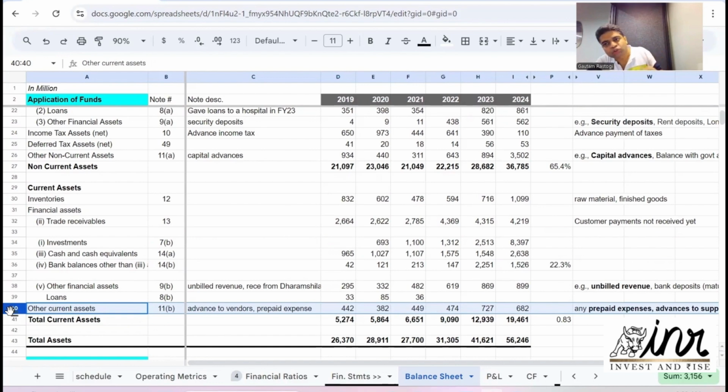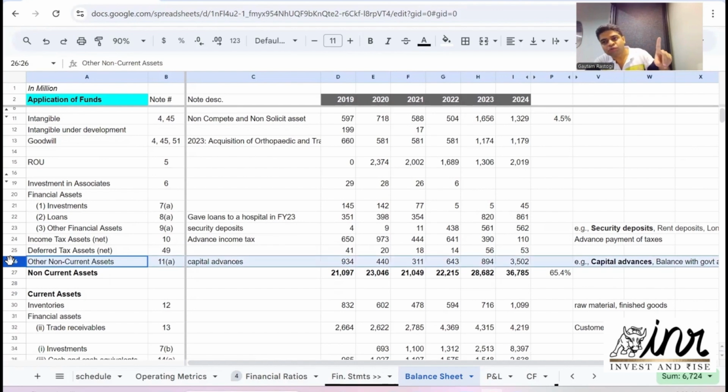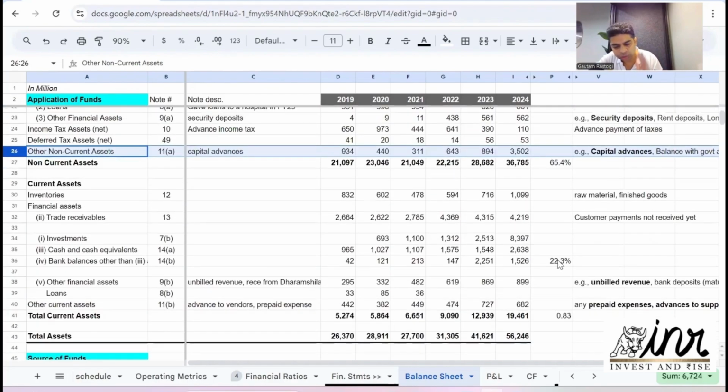Because this asset is going to give you benefit for only 1 year, while the building asset is going to give you benefit beyond 1 year, that falls under non-current assets. Again, I'm spending all this time because this may be the first time for you, though maybe you already know all this. All right, so anyway, let me move on.